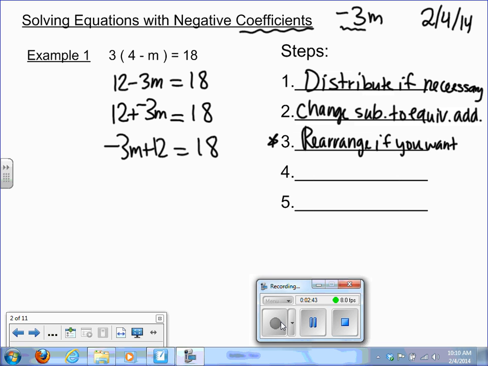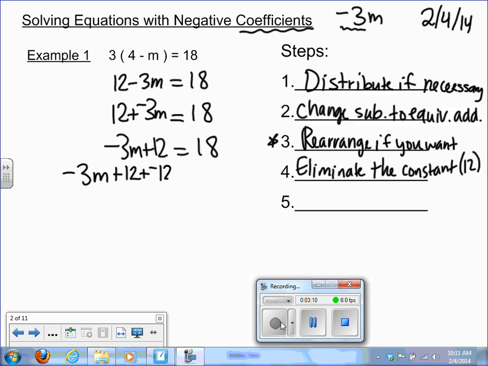The words we're going to say here is we're going to eliminate the constant. If you don't know what a constant is, I would write a little example here. In this case, it's the 12. 12 is a constant because it doesn't have a variable with it. It's a term without a variable, just a number. So we have negative 3m plus 12. And Akash, you said we're going to add what? Negative 12 plus 12. Good. 18 plus negative 12 as well. Negative 12 to both sides.